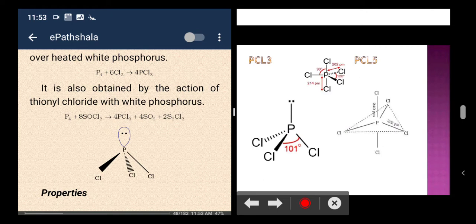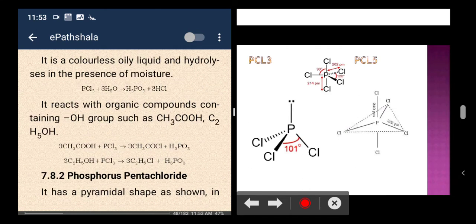These are the properties of PCl3. It is a colorless oily liquid and hydrolyzes in the presence of moisture. When PCl3 reacts with moisture, that is water, it produces H3PO3, phosphorous acid, plus hydrochloric acid. It reacts with organic compounds containing OH groups such as acetic acid and ethanol.